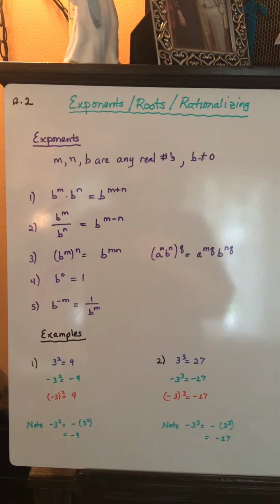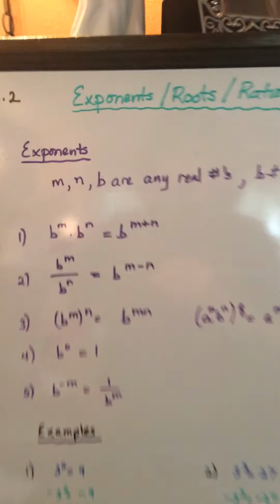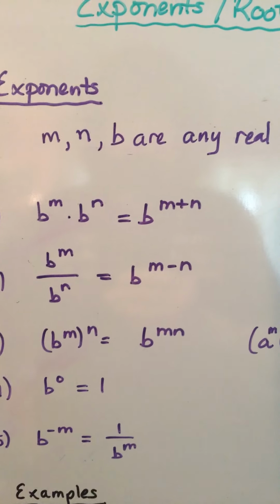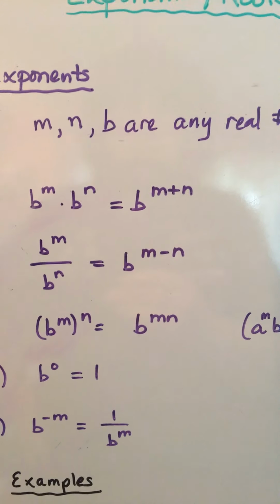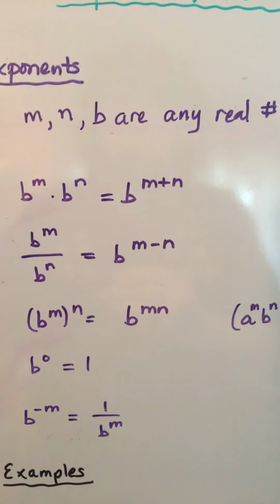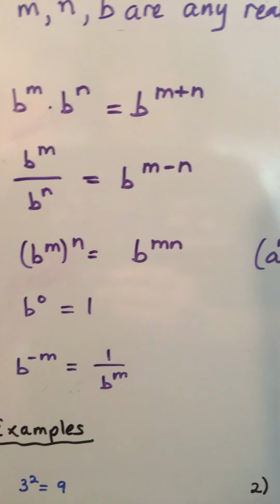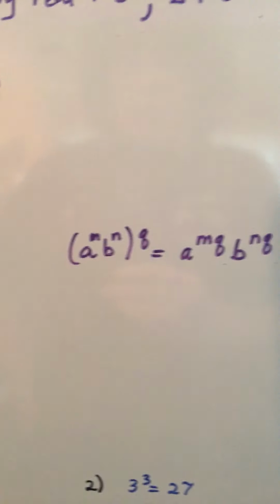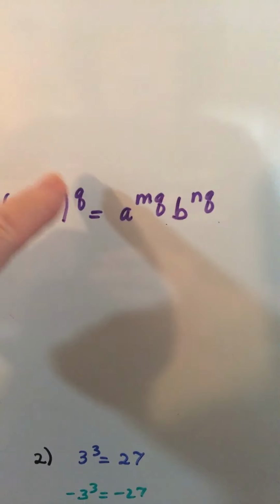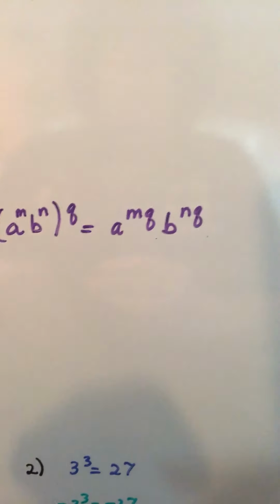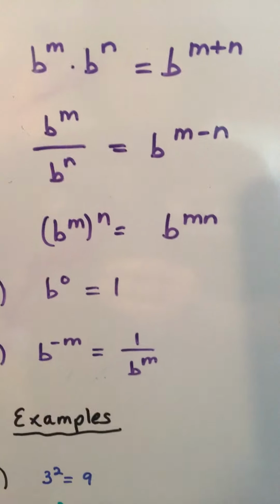Let m, n, and b be any real numbers where b is not 0. When you multiply like bases, you keep the base and add the exponents. When you divide like bases, you keep the numerator and use the opposite of the denominator. When you raise a power to a power, you multiply the exponents. And if there's more than one term in there, we're just going to distribute q times each one. So it's a to the mq, b to the nq.